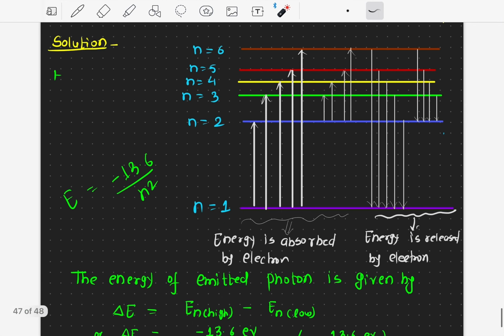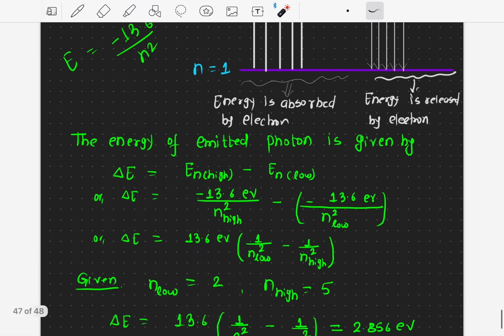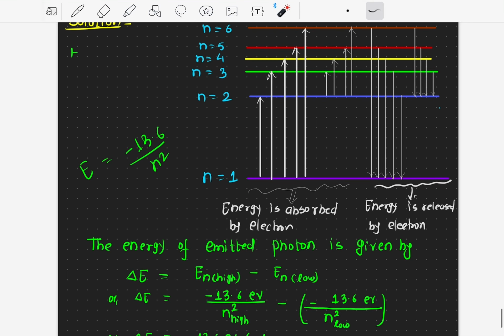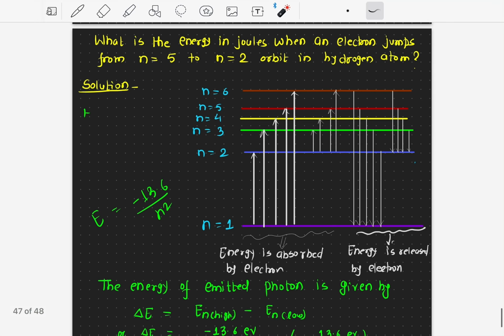That's how much. So when the electron jumps from this level to this level, because electrons orbit in different levels, it radiates this much energy in the form of electromagnetic light, the electromagnetic spectrum.